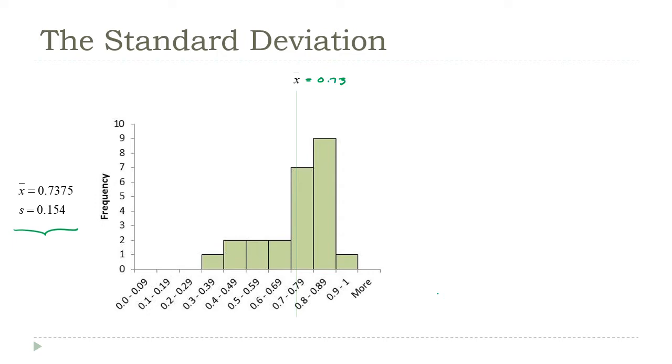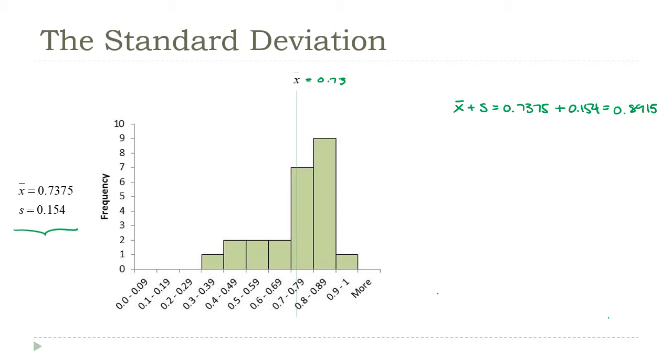Okay, now suppose I calculate one standard deviation up from the mean. That's X bar plus S. That's 0.7375 plus 0.154. Right, that is, let's see, that's 0.8915.